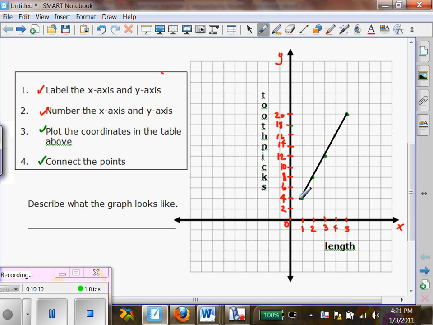And then my last question is describe what the graph looks like. So if I had to describe this right here, what would be a good word or phrase that would describe what this looks like? I'm going to let you come up with that, and then you need to write that word in, or that phrase right in there on that blank. And that, my friends, is all there is to it. So that's the process you need to go through.